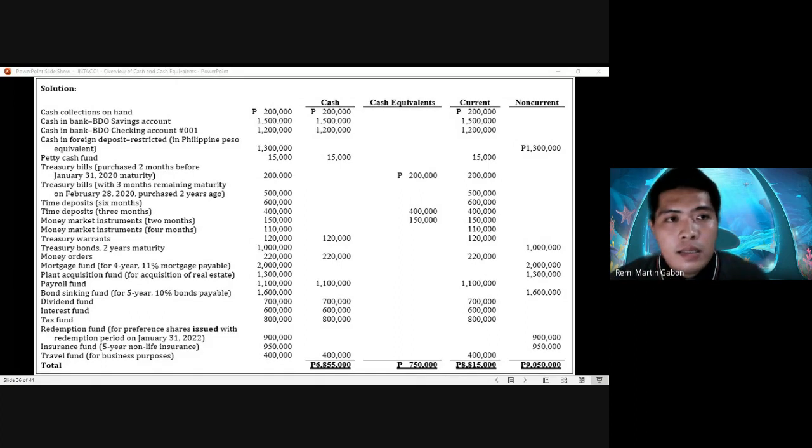Okay, next. Petty cash fund. No other information again with petty cash fund. So automatic part of cash, current assets.